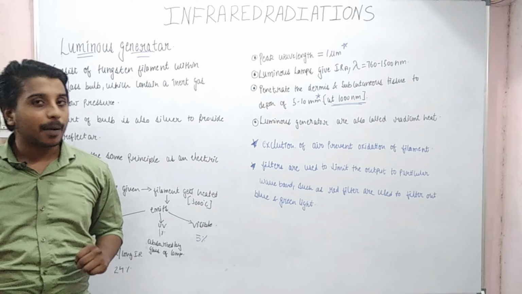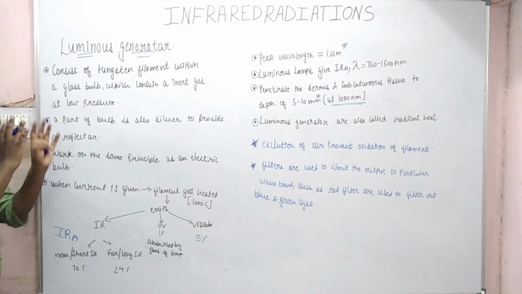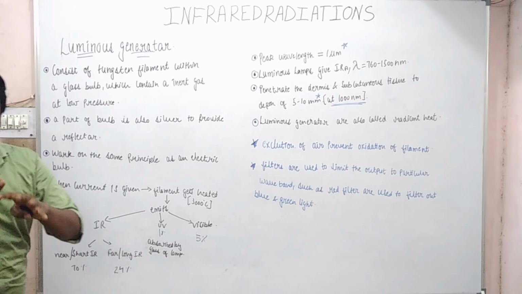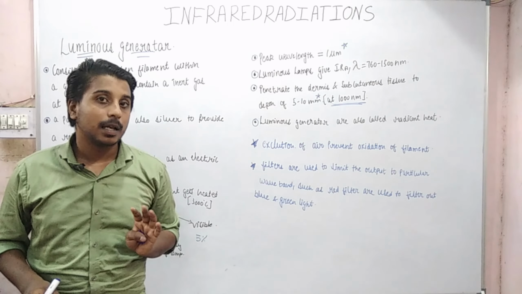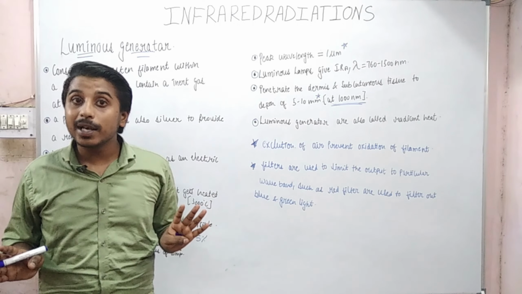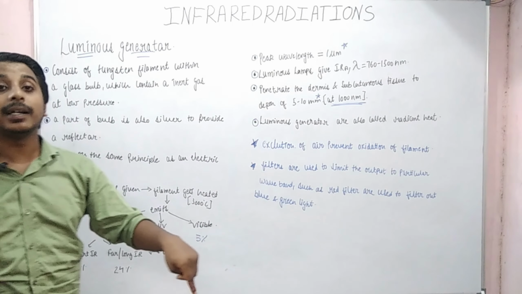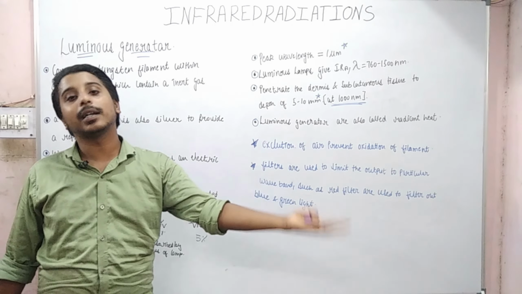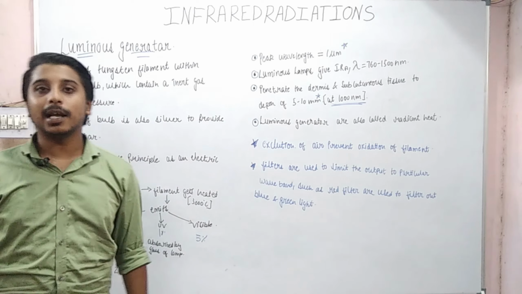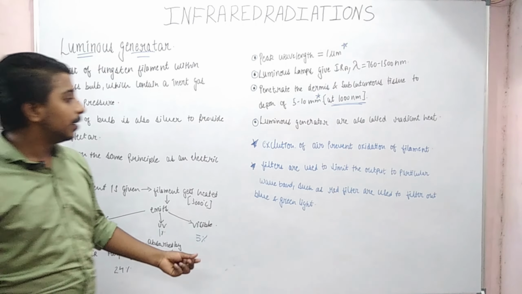Now, exclusion of air prevents oxidation of the filament. Why? Because the bulb has an inert gas inside it, which means there is no air inside it. Why? To prevent the oxidation of the filament. That is, the tungsten filament would get oxidized and our generator would be destroyed.